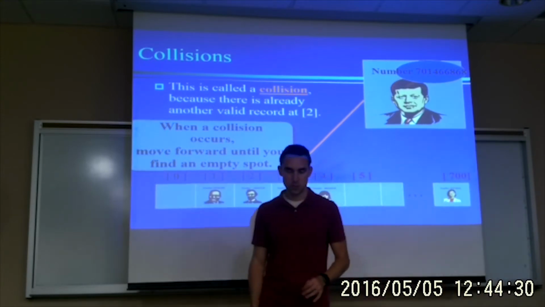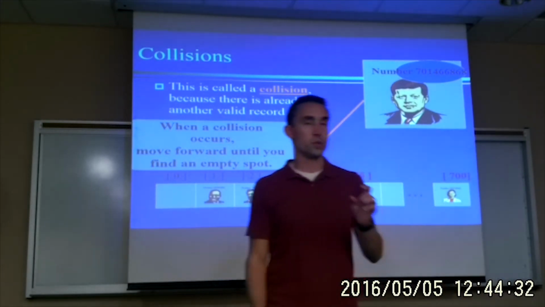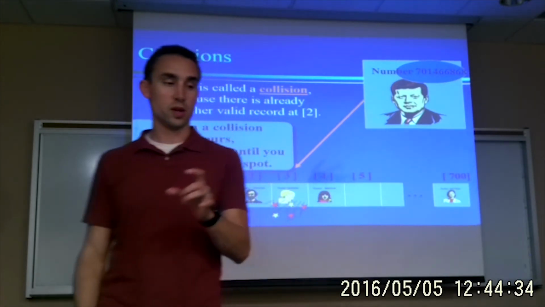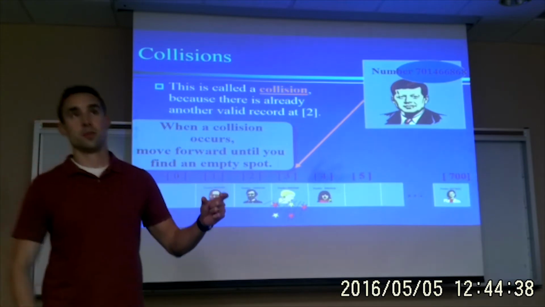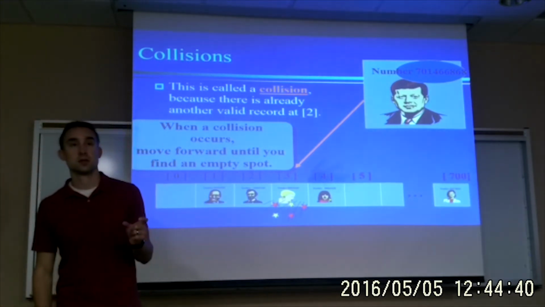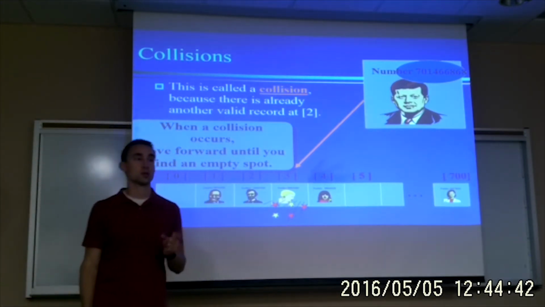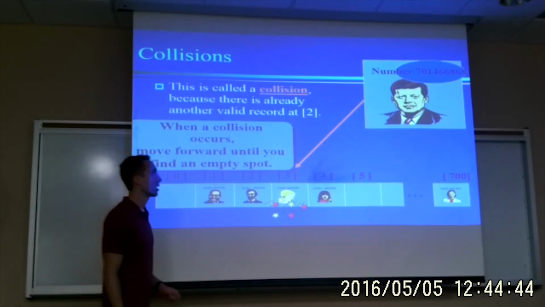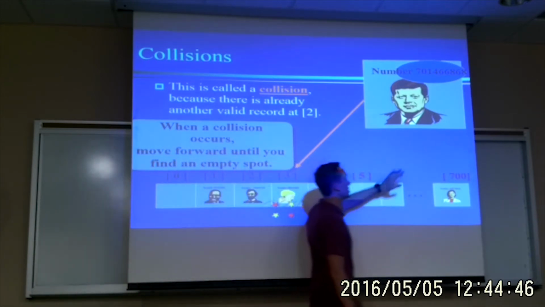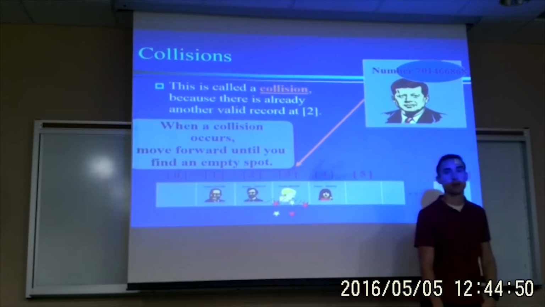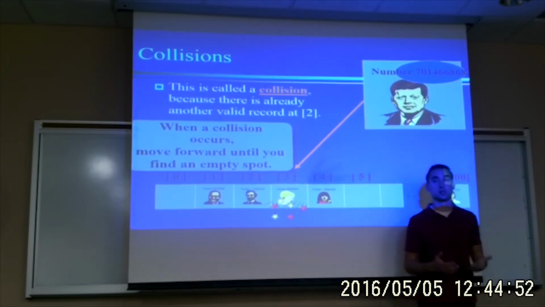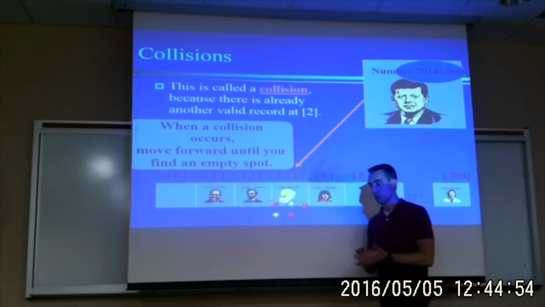Term you need to know. When you attempt to put an object into an element of the array that already has an object, it's called collision. Okay? We wanted to put JFK in spot 2, but we couldn't because Lincoln was there already. This is called collision. It's not good.